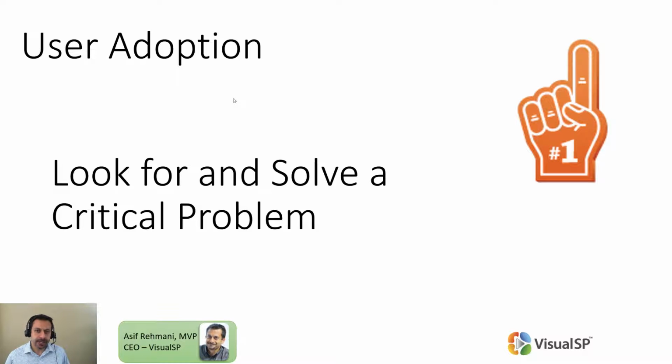One of the keys to user adoption is looking for and solving a critical problem. It's not really about giving everybody everything. It's about giving them what they really need. And what is it that's their pain point? What is it that's their critical problem?